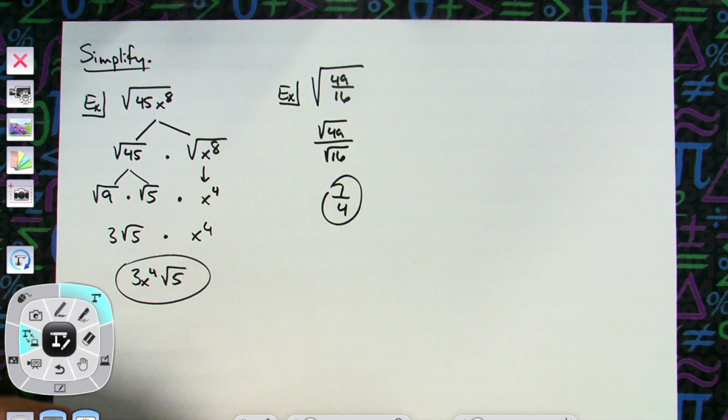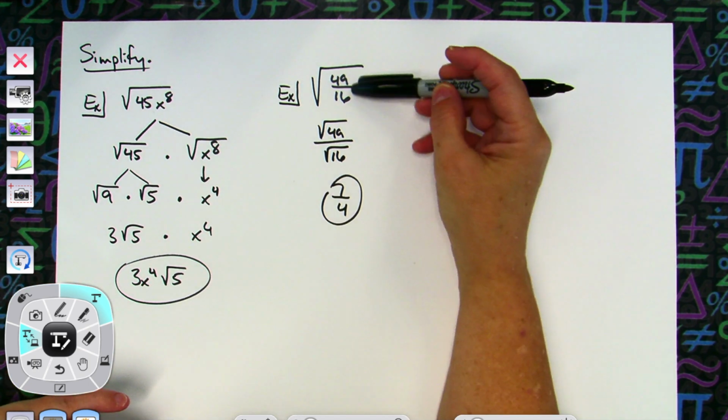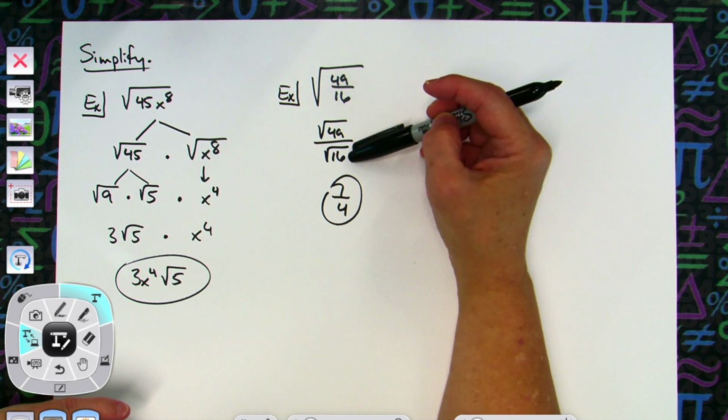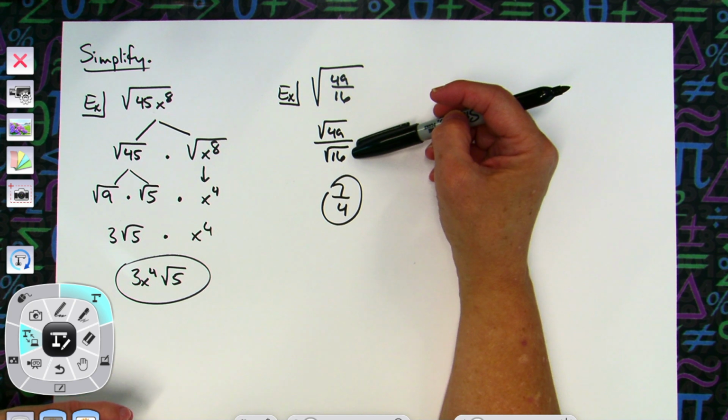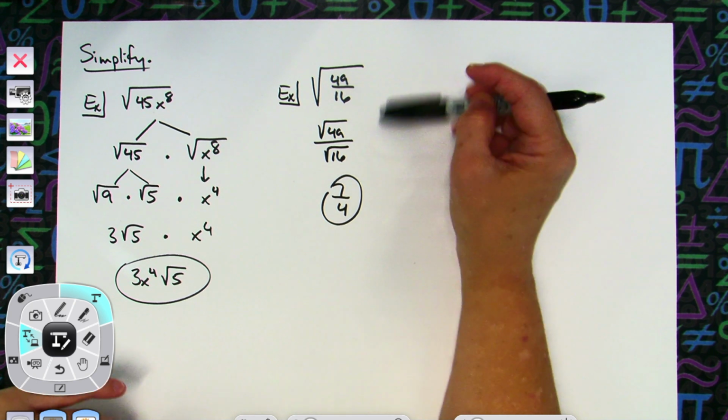All right, no reason to turn it into a mixed number or anything like that. Just leave it 7/4. From here to here, this is a property of radicals that says I can legally do that. I've got one great big radical, I can break it up into two little ones. This rule works both ways.